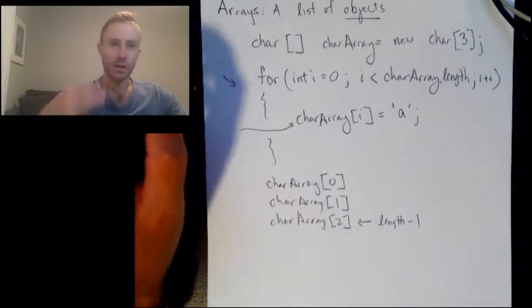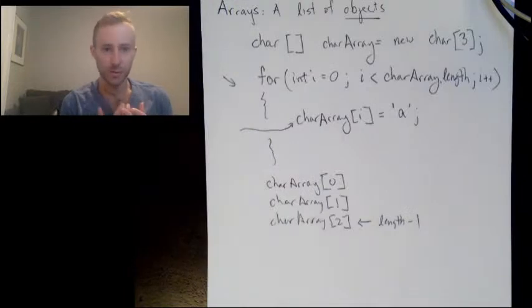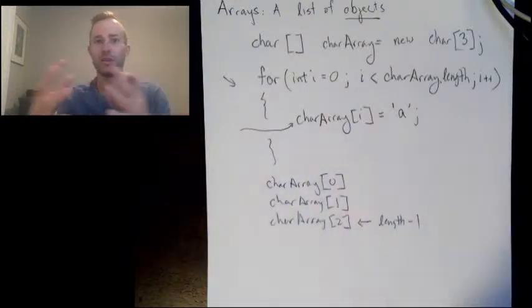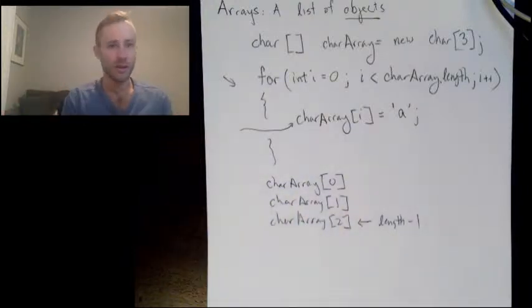So arrays are kind of built for loops. If you want to do something with an array where you go over the entire array and do something with the data within that array, you're going to use a for loop.